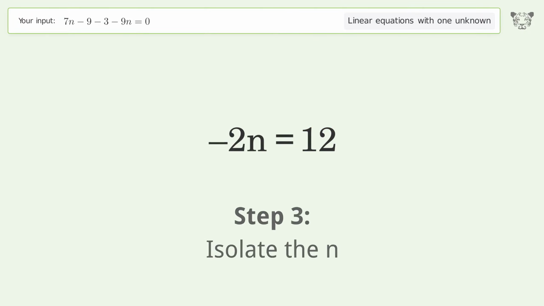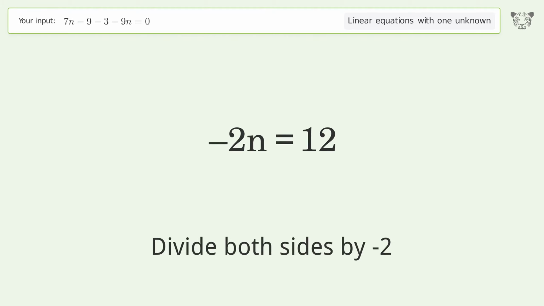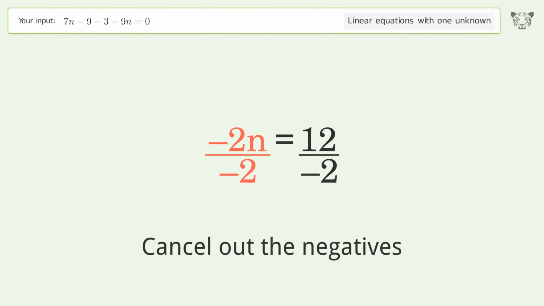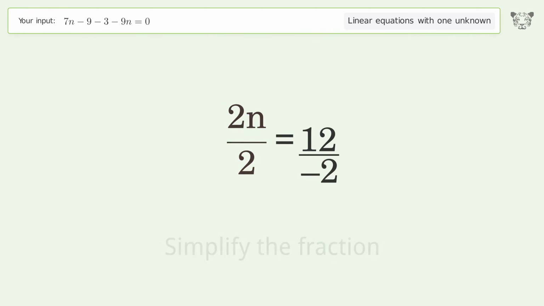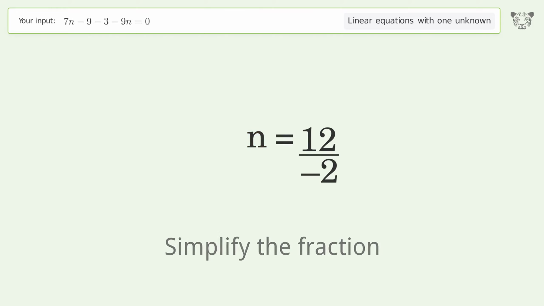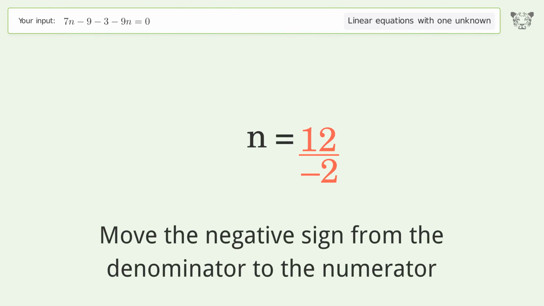Isolate the n. Divide both sides by negative 2. Cancel out the negatives. Simplify the fraction. Move the negative sign from the denominator to the numerator.